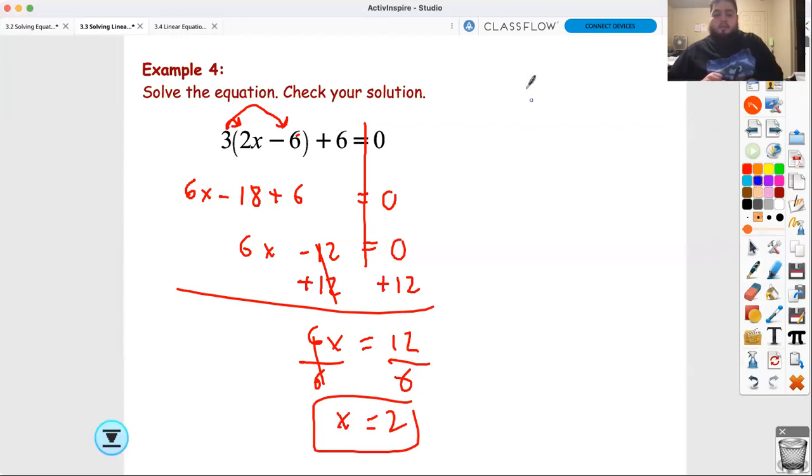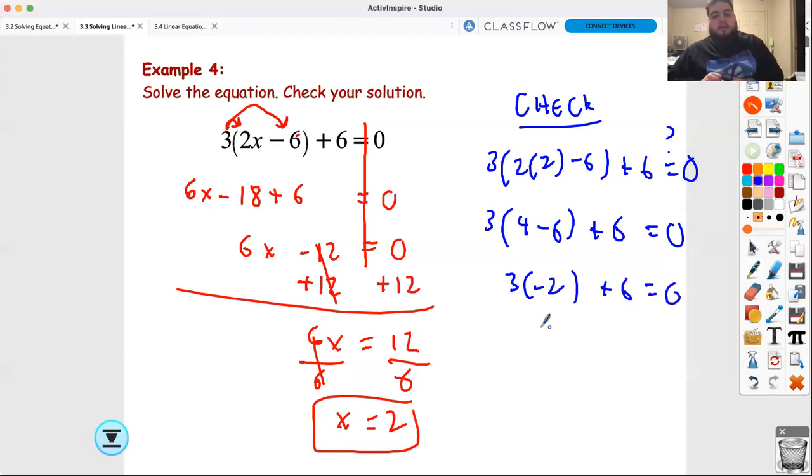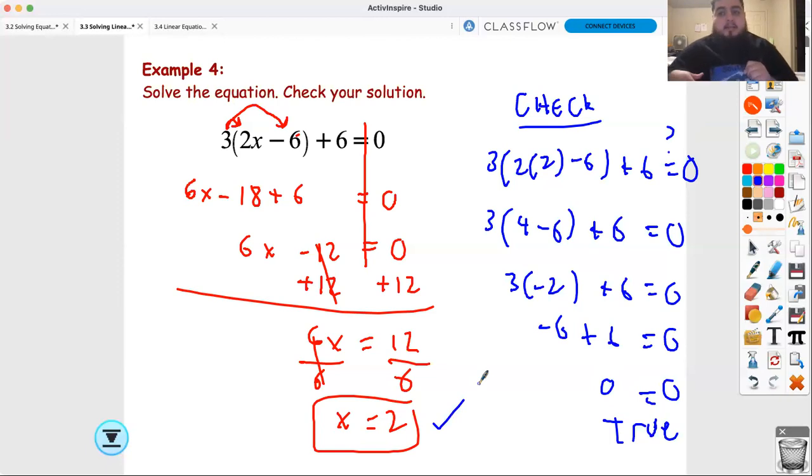Check your solution. So check, plug it into the original. So that'll be 3 parentheses 2 times 2 minus 6 plus 6 equals 0 question mark. 2 times 2 is 4, so it'll be 4 minus 6 plus 6 equals 0. 4 minus 6 is -2 plus 6 equals 0. -6 plus 6 equals 0, which is 0 equals 0 is true, which means this is the correct solution.